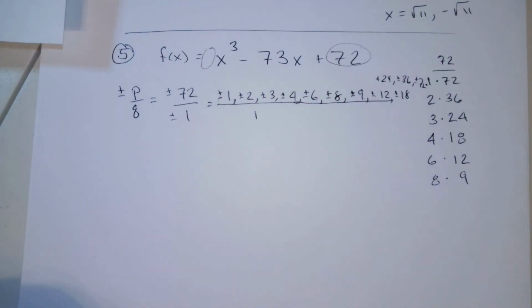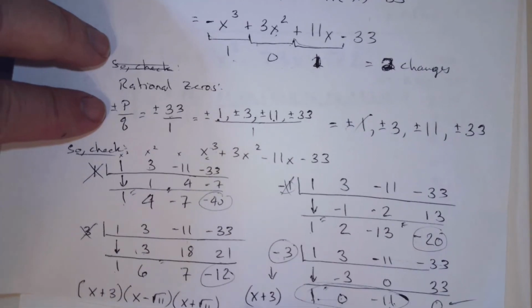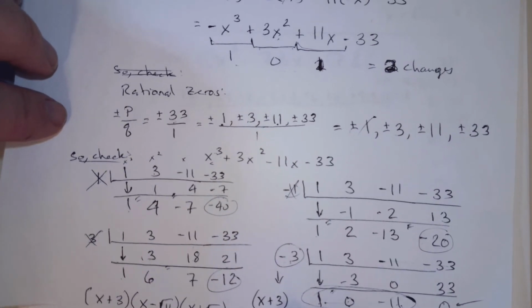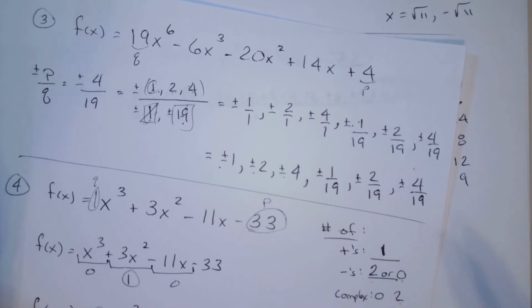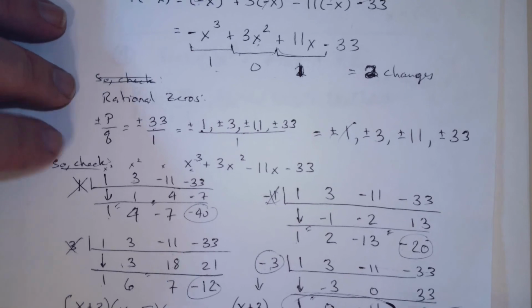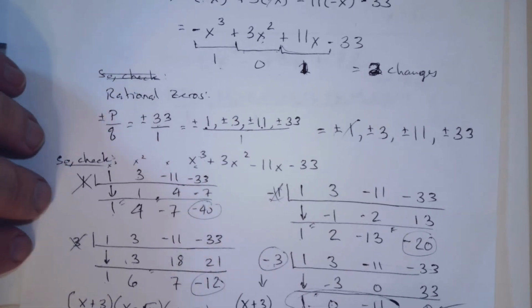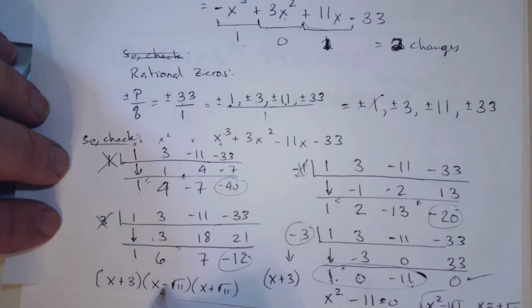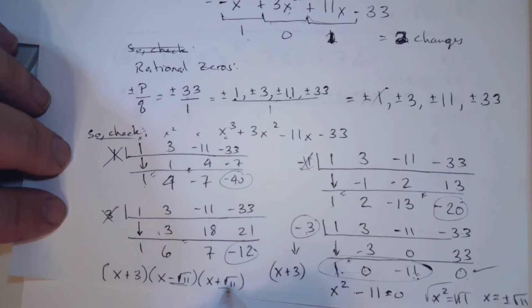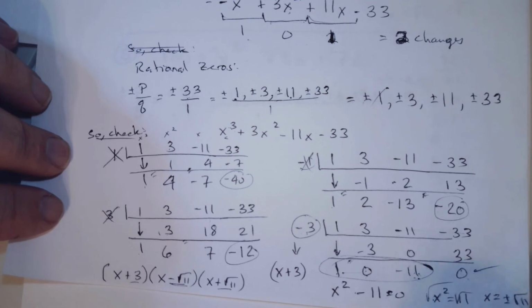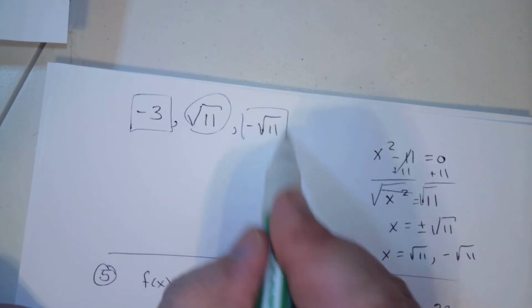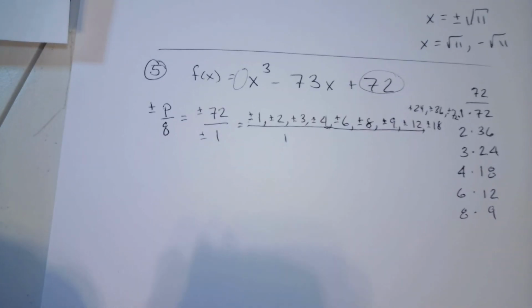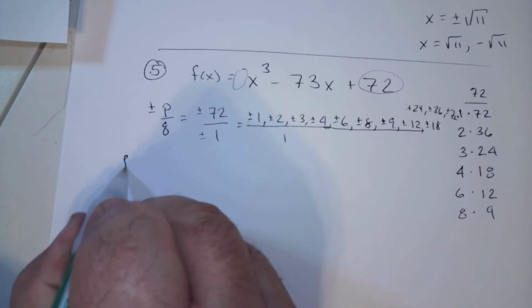Ooh, let's look at the last one real quick. Remember our solutions. We said we'll have 1 positive and 2 negatives. And sure enough, we had 1 positive and 2 negatives: positive radical 11, negative radical 11, negative 3. So it works. 1 positive, 2 negative solutions. So let's do the same here.